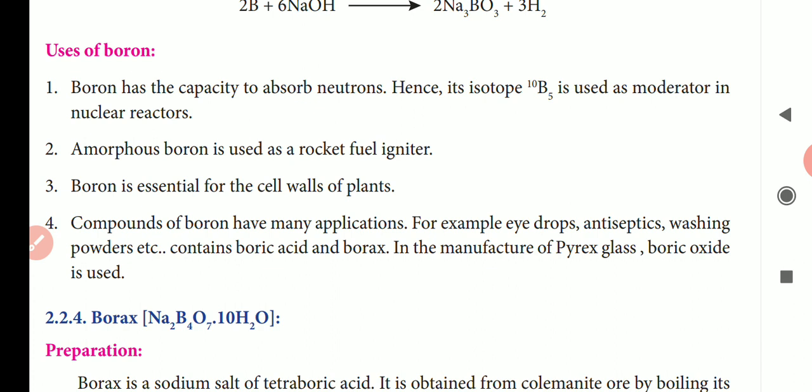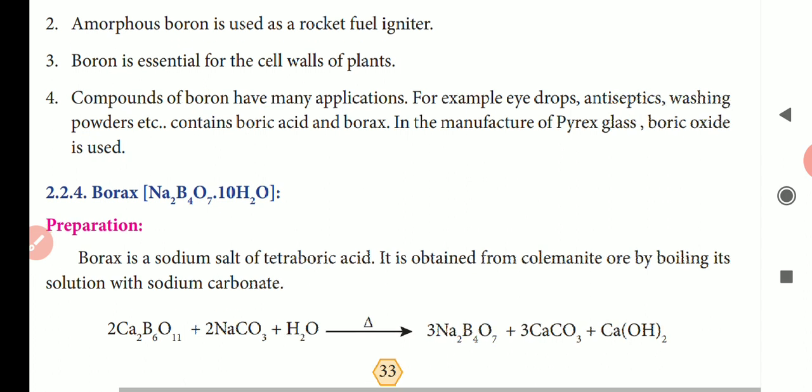The compounds of boron have many applications. For example, eye drops, antiseptics and washing powders contain boric acid and borax. Boric oxide is also used in the manufacture of Pyrex glasses.